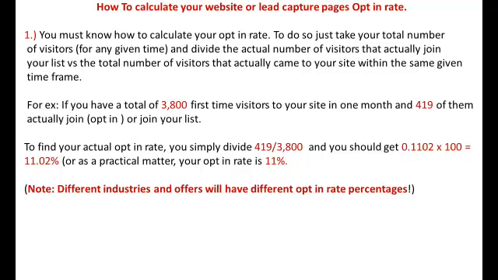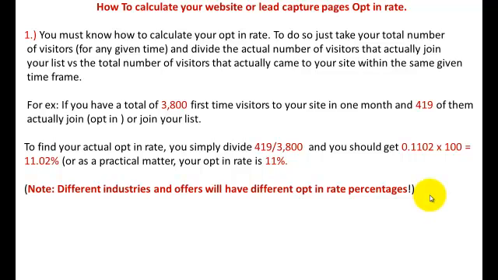So if 419 people out of a total of 3,800 exposures took the action you wanted, which in this particular case would be to opt into your list, you divide 419 by 3,800, and you get 0.1102. You multiply that by 100, and that's how you get 11.02, or as a practical matter, we're saying 11%. And note this little message here at the bottom, because this is extremely important.